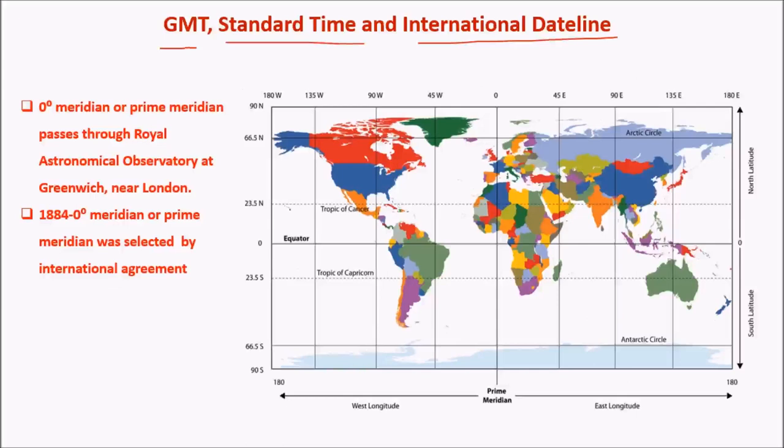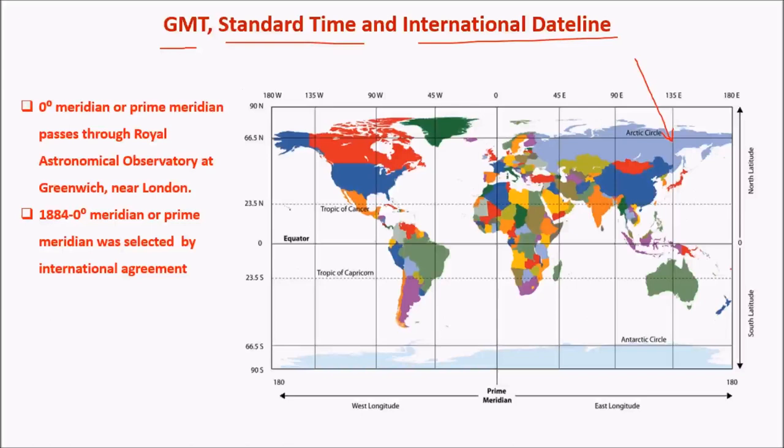All these concepts are mainly associated with longitudes. Longitudes are imaginary lines that pass from North Pole to South Pole. So the longitudes are mainly used to determine time and date all across the globe. And in a globalized world, each country cannot follow its own time system or date system, as that would lead to chaos where every country follows its own type of date and time system.